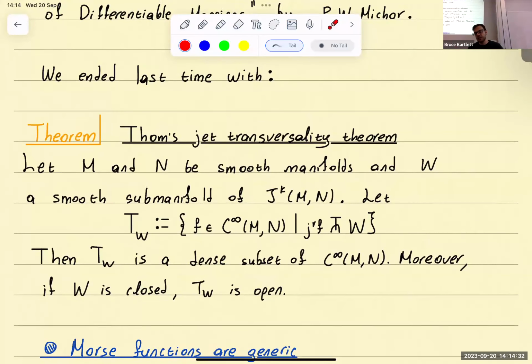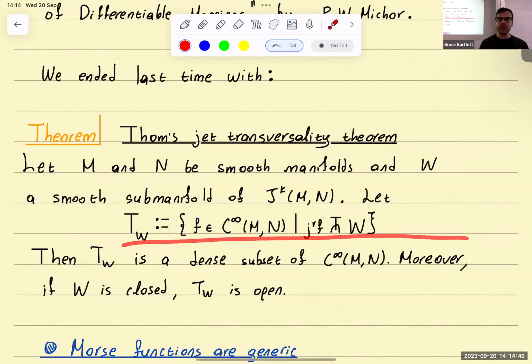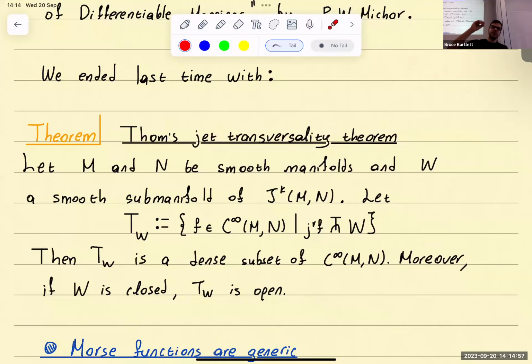And last time we ended with the celebrated theorem of Thom, the jet transversality theorem. Just as a reminder, this says that if M and N are smooth manifolds and W is a smooth submanifold of the jet space, then the collection of all smooth maps from M to N, which I'm calling T_W, whose jet section intersects W transversally, is going to be a dense subset of C^∞(M, N).